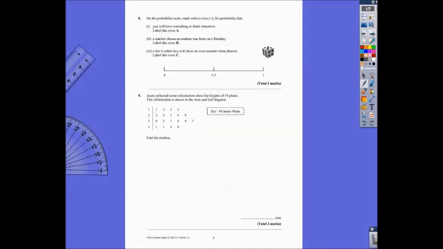Question 8. On the probability scale, mark with a cross the probability that you will have something to drink tomorrow. Well, we have to have something to drink to live, so we're going to put that at certain. So that would be at 1, and we'll label that with an A.